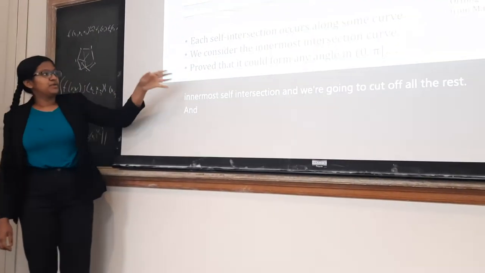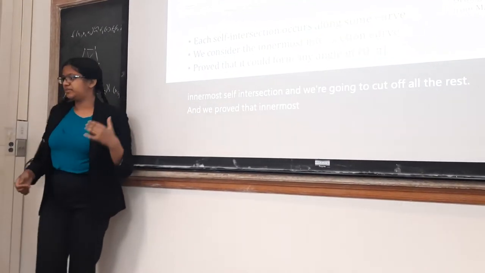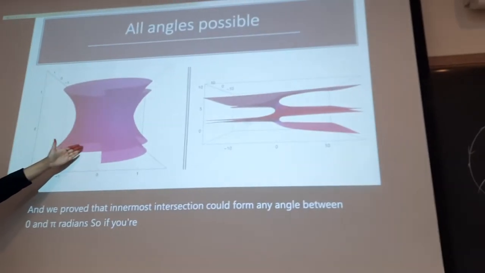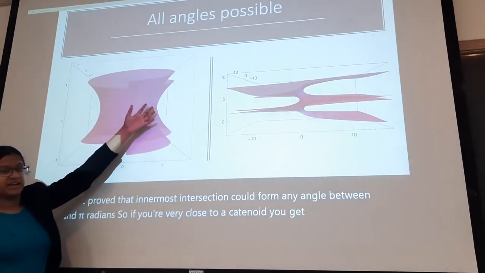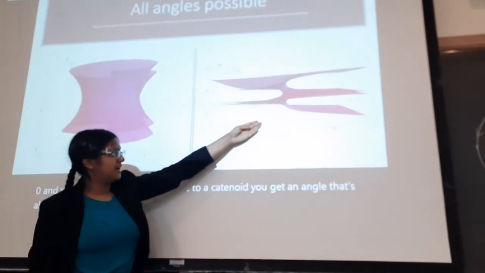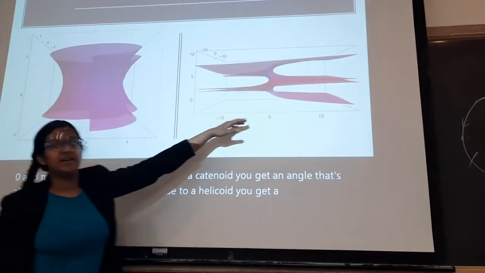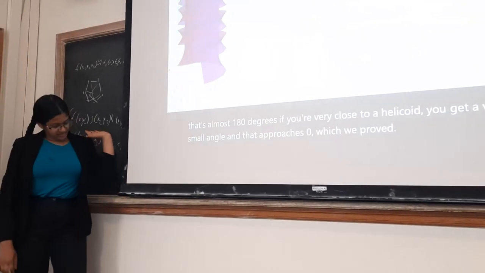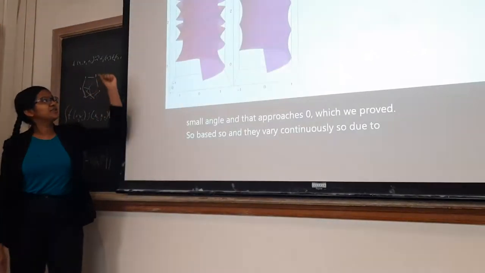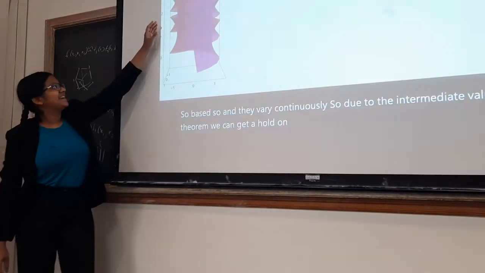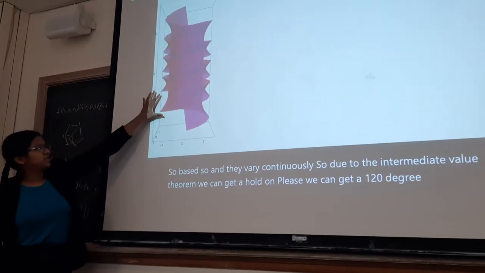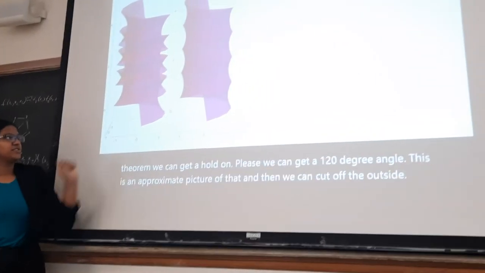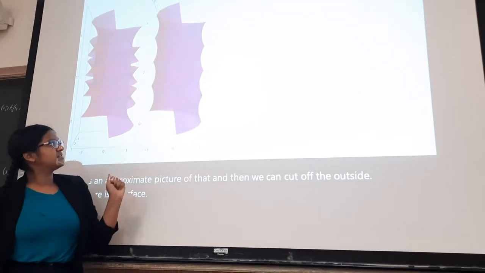And we proved that that innermost intersection could form any angle between 0 and pi radians. So if you're very close to a catenoid, you get an angle that's almost 180 degrees. If you're very close to a helicoid, you get a very small angle, and that approaches zero, which we proved. And they vary continuously, so due to the intermediate value theorem, we can get a 120 degree angle. This is an approximate picture of that. And then we can cut off the outside. Here's a surface, 120 degrees.